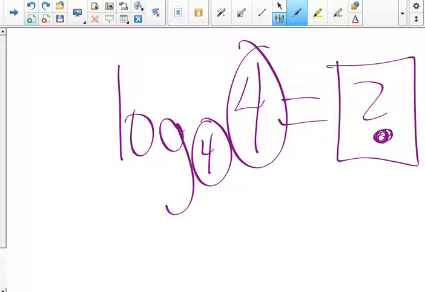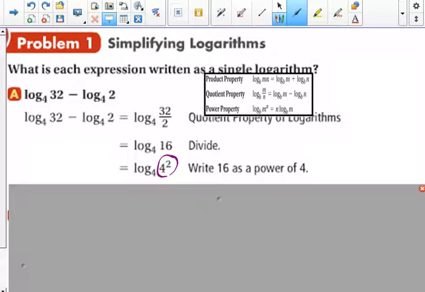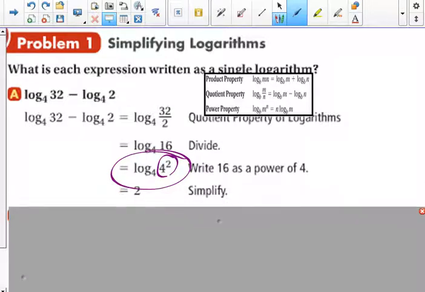So 4, very good. 4 to the first power is equal to 1. So what happens, log 4 of 4 goes to 1. And if I had a power up here like x or 10, these just drop down. And that's the way we simplify these. Let me show you. So now that I have log 4 of 4 squared, which we just rewrote, now that log 4 of 4 cancels out and just drop down the 2. So your answer becomes 2.